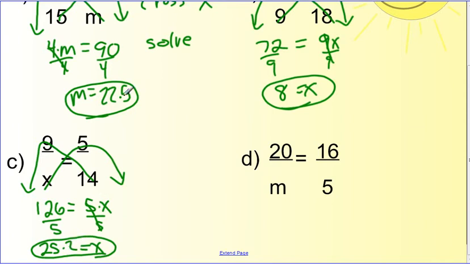It's going to happen occasionally. Not every single problem will work out exactly perfect. This is another one that does not work out exactly to an even number.